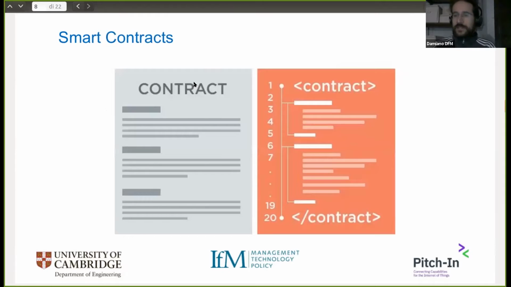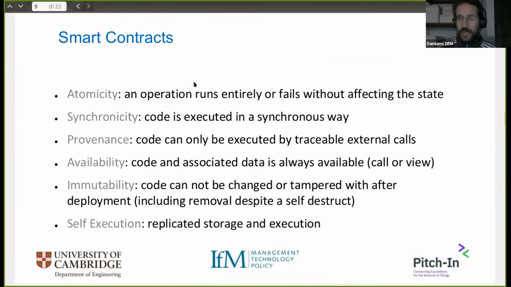How can we solve all this? We want to use blockchain, distributed ledger technology, and in particular smart contracts. What are smart contracts? Smart contracts are simply code that formalizes the logic of some human-written contract. In this case, the license agreement. Why do we want to use smart contracts?